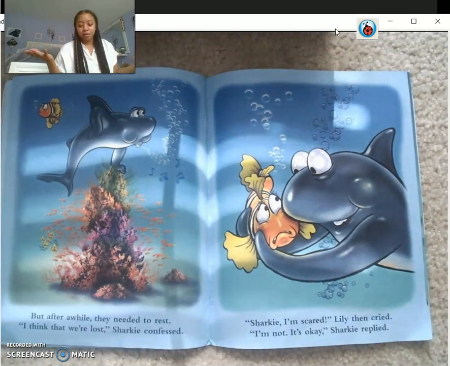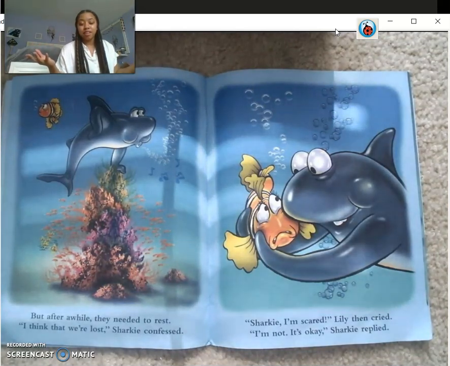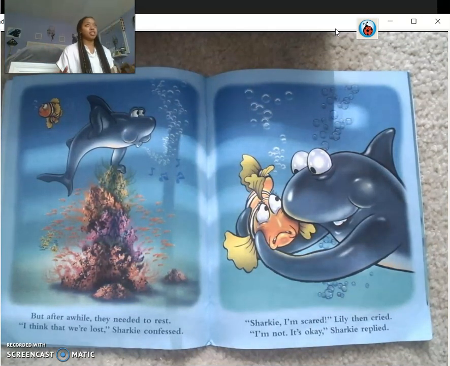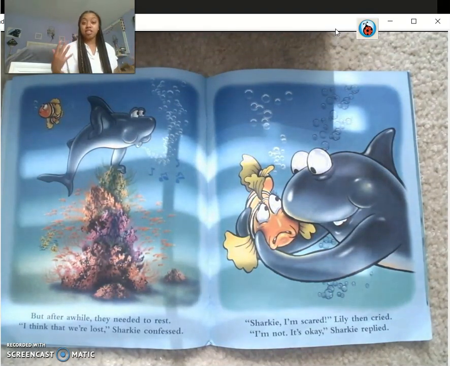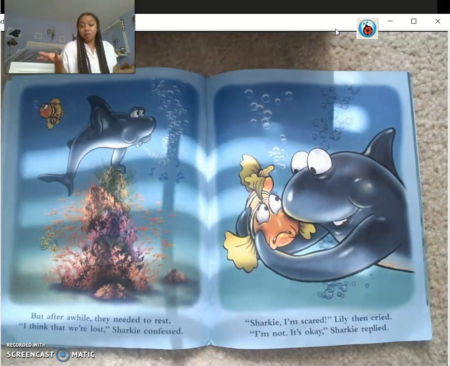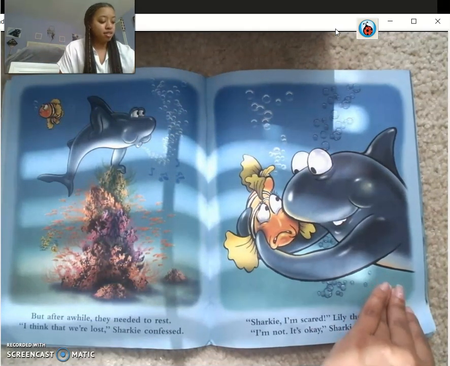I'm already thinking, what happened in the middle of the story? That's right, Sharky and Lily swam away together. And then Lily was scared. But Sharky changed, and he said that he wasn't scared anymore.